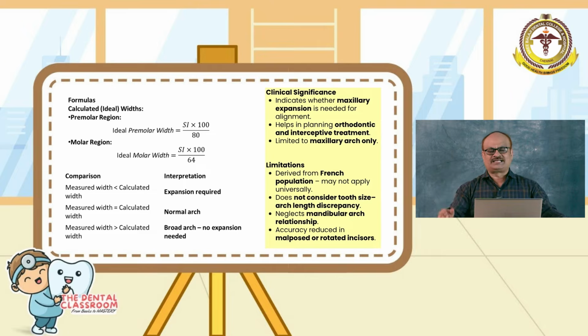So what is the clinical significance of it? It indicates where to expand the arch. It looks similar to Ashley-Howe's analysis, but remember, it doesn't take total tooth material into consideration. It takes only the mesiodistal width of the four permanent maxillary incisors. So how much is needed for a perfect alignment in the premolar and molar area? How much expansion is needed, it gives.